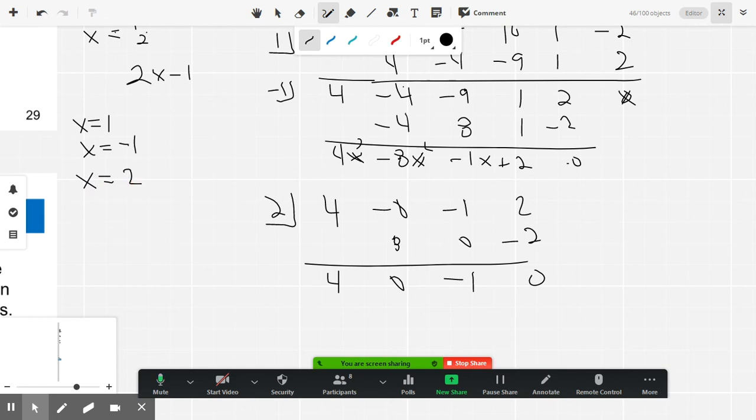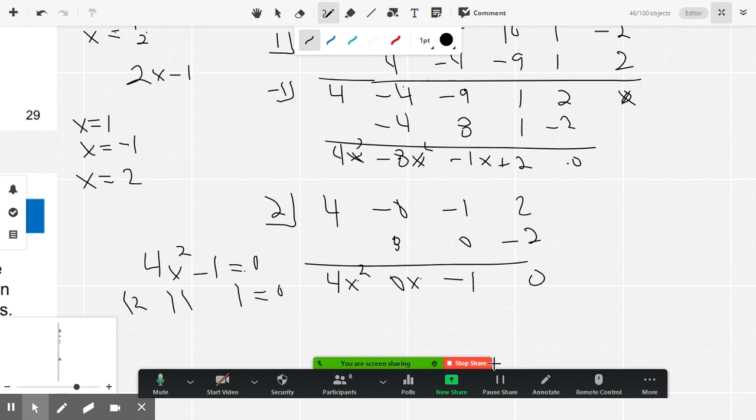And notice what I'm left with, that came from 4x cubed. This is 4x squared. And that's x. And what I can do from here, instead of continuing now, I'm down to 4x squared minus 1 equals 0. I can factor that now. I don't have to use synthetic division. I can factor that as the difference of squares.